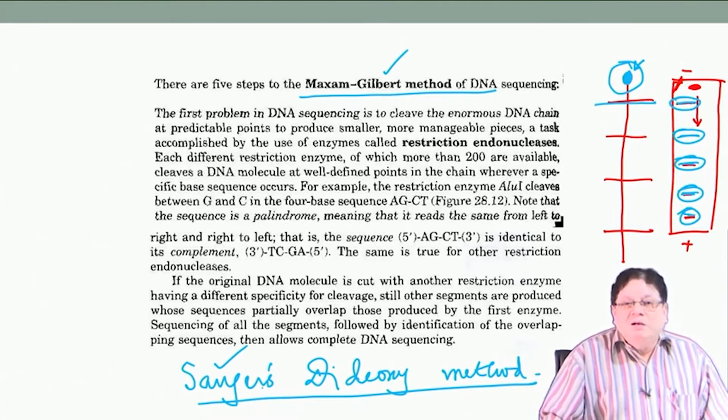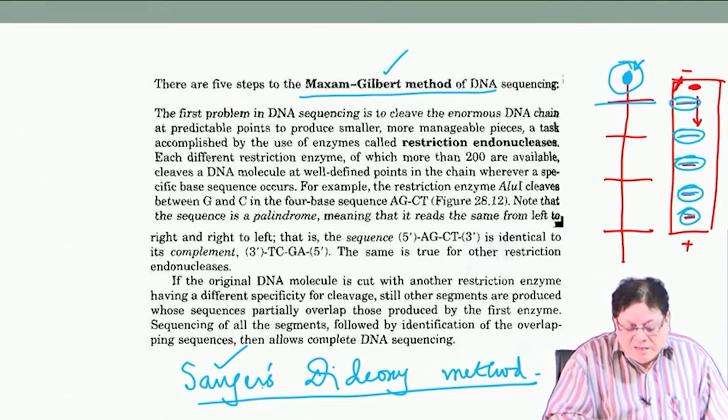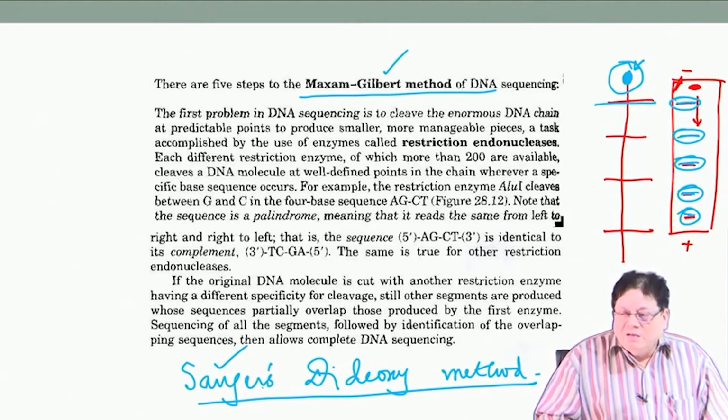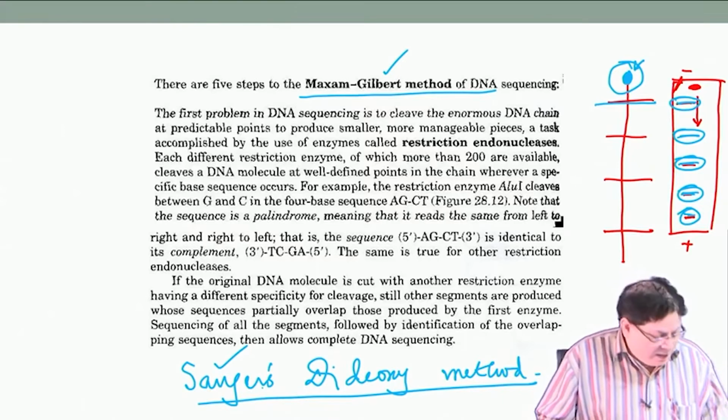Maxam Gilbert's method is called a chemical method. That means he used a chemical reagent to know the sequence of bases. On the other hand, Sanger's dideoxy method is an enzymatic method. He used an enzyme to know the base sequence in a DNA strand. Okay. So, today we will discuss the Maxam Gilbert method first.